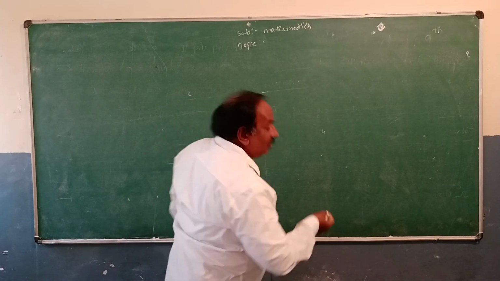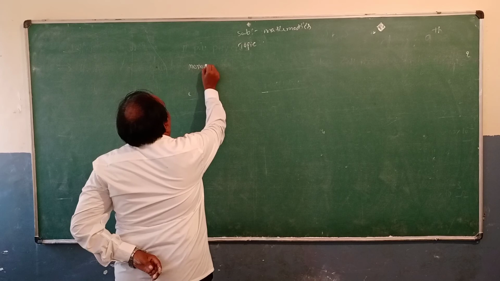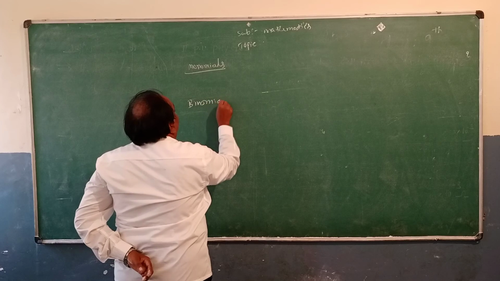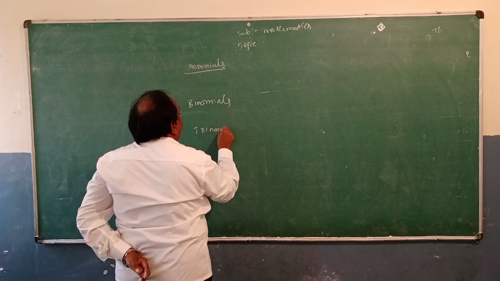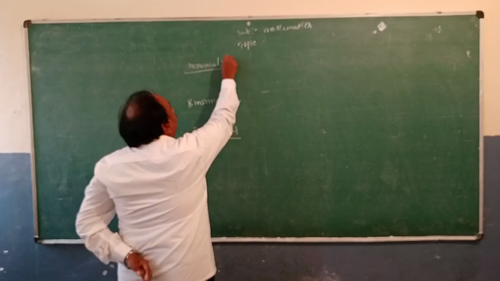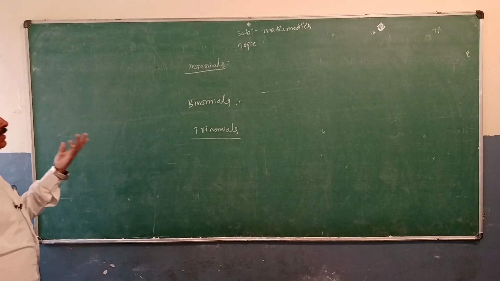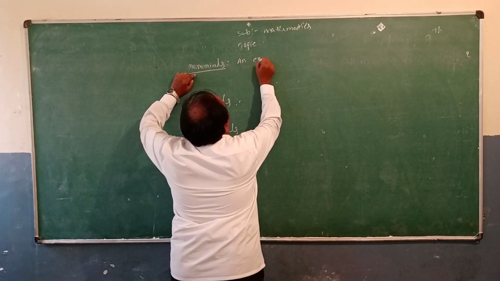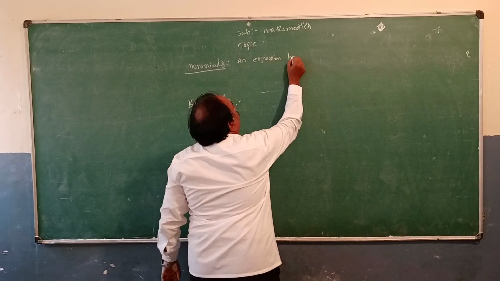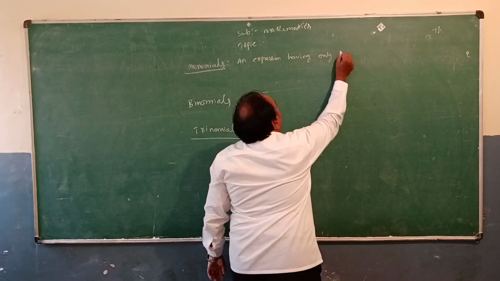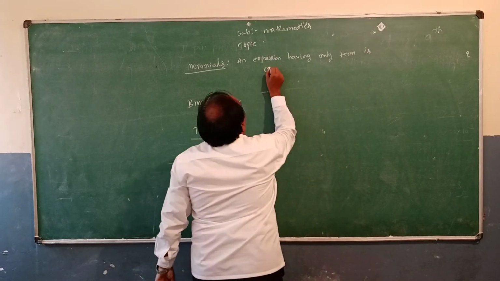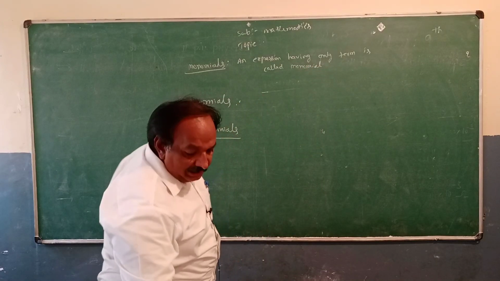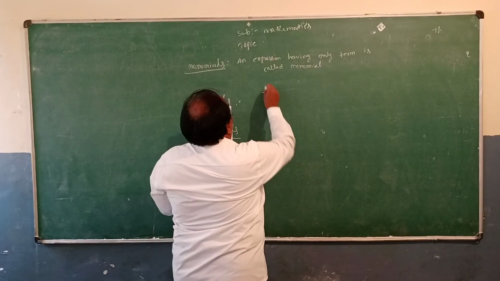Now I will pass on to monomials, binomials, trinomials. We are going to learn these in the future. Polynomial. Now what is a monomial? A monomial means an expression having only one term.